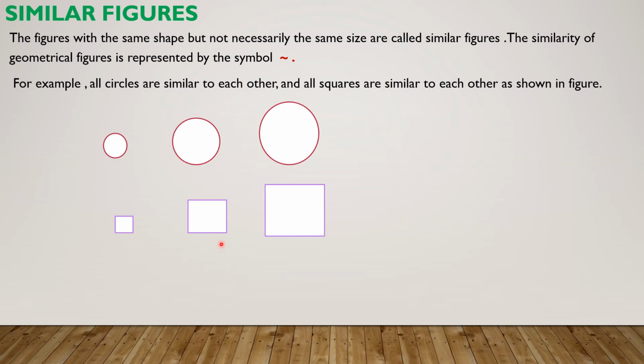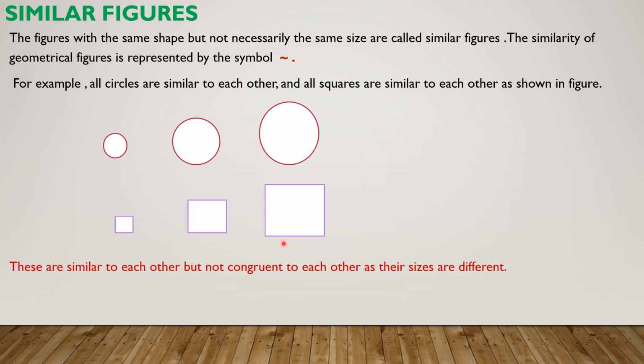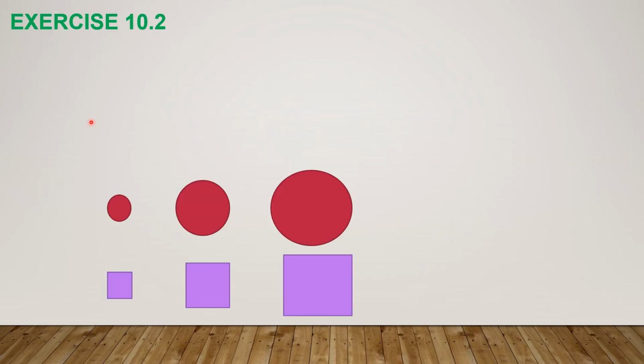Similarly, all the three squares are different in sizes, but the shape is the same. Shape means all are squares, meaning these are similar figures. These are similar to each other but not congruent to each other. Are they congruent? No, their size is different, meaning they are not congruent to each other, but they all are similar. Now students, let's start our exercise 10.2.